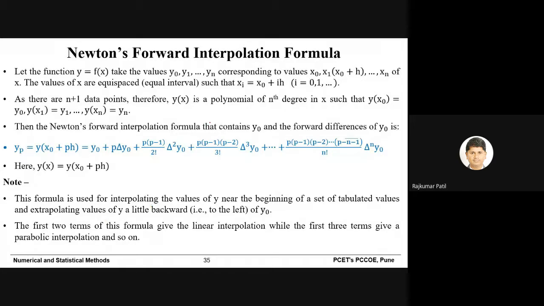So briefly, I will tell you, in Lagrange's method, intervals are not equal. In Newton's forward method, intervals are equal. That means x are equispaced in Newton forward interpolation. The second important thing is that this particular method, forward interpolation, is used for calculating the value of y when x is very close to the beginning of the data set. And you can go for either linear interpolation or second degree parabola or third degree and so on. That depends on the data points.